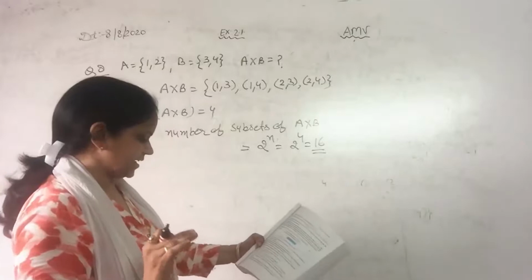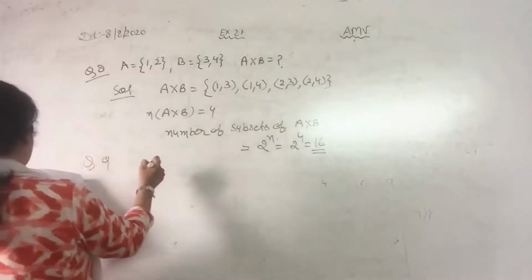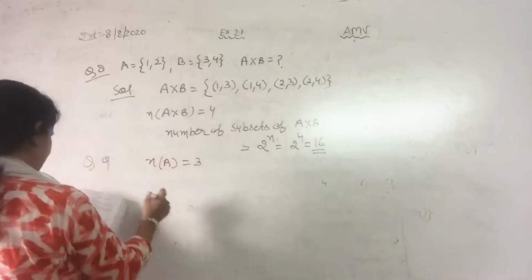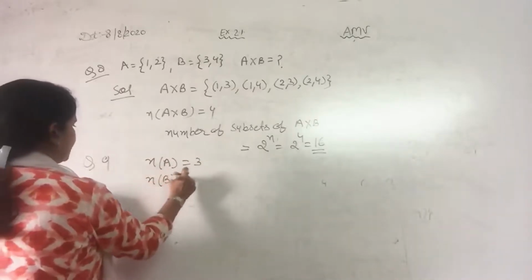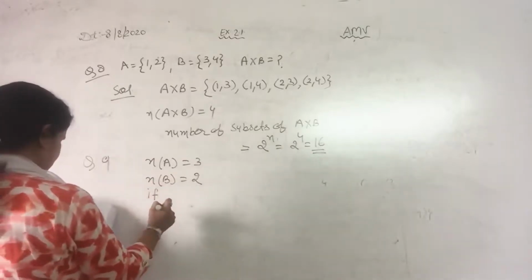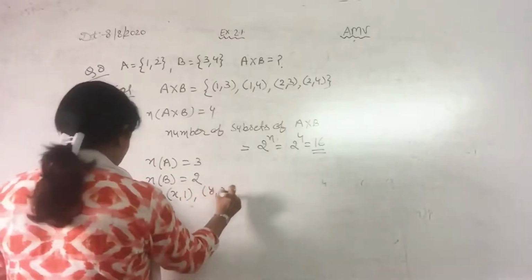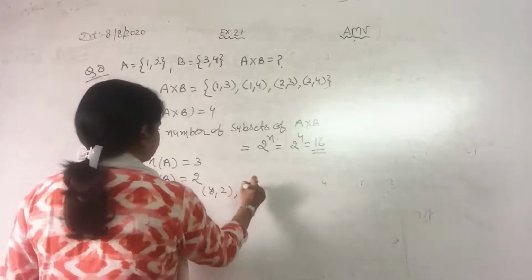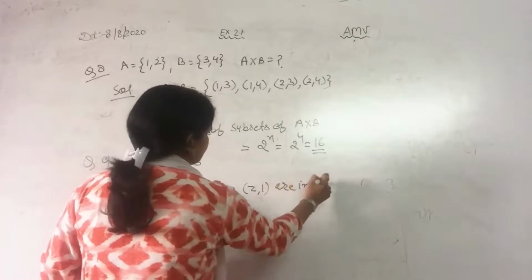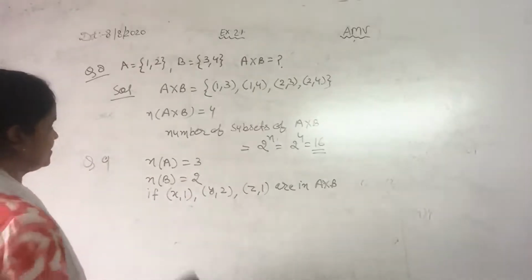Next is, let A and B be two sets such that, question number 9. Here students, given n(A) is 3 and n(B) is given 2, and it is given that (x,1), (y,2) and (z,1) are in the Cartesian product A×B. Okay, find A and B.